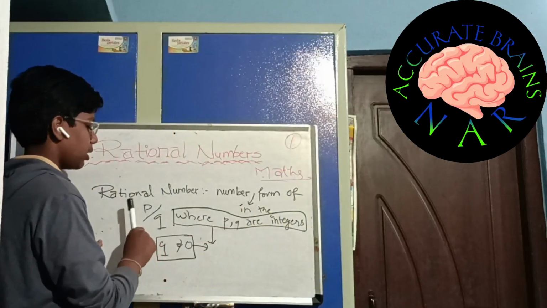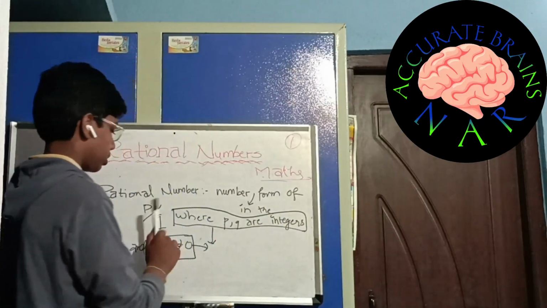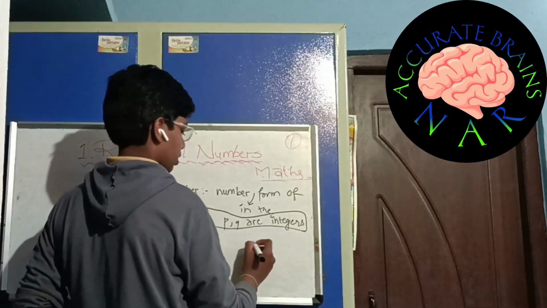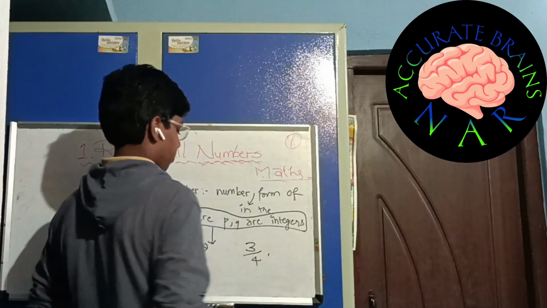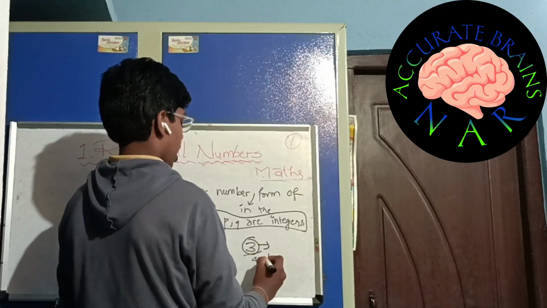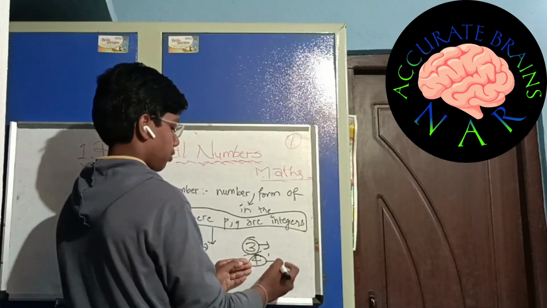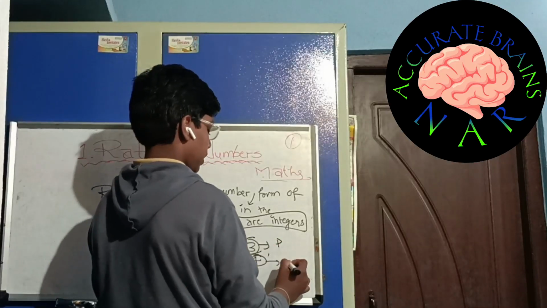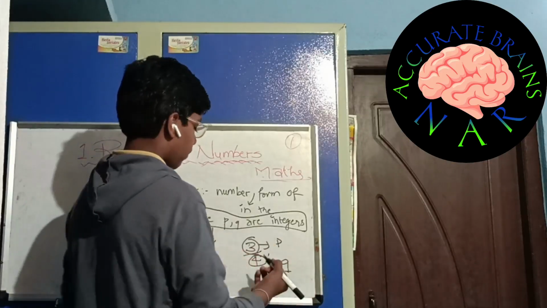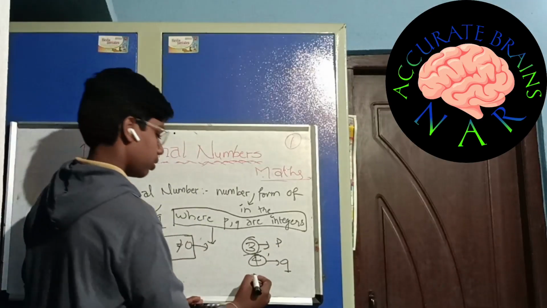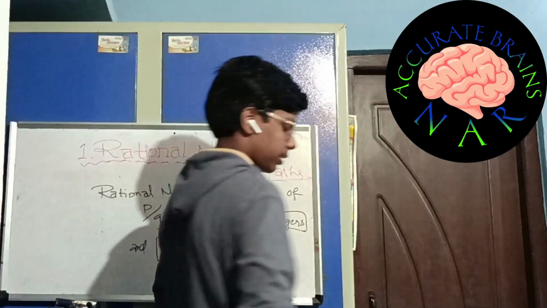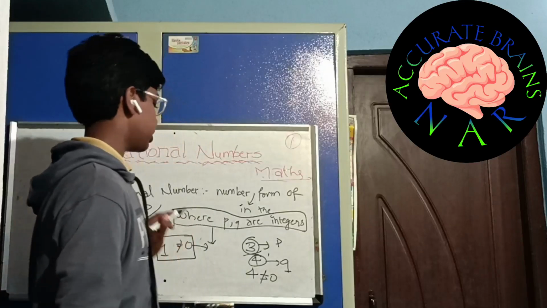P by Q, where P and Q are integers and Q is not equal to 0. For example, take the rational number 3 by 4. Here 3 is an integer, which is P, and 4 is also an integer, which is Q. And 4 is not equal to 0. So this is a rational number. We can verify that by these two properties.